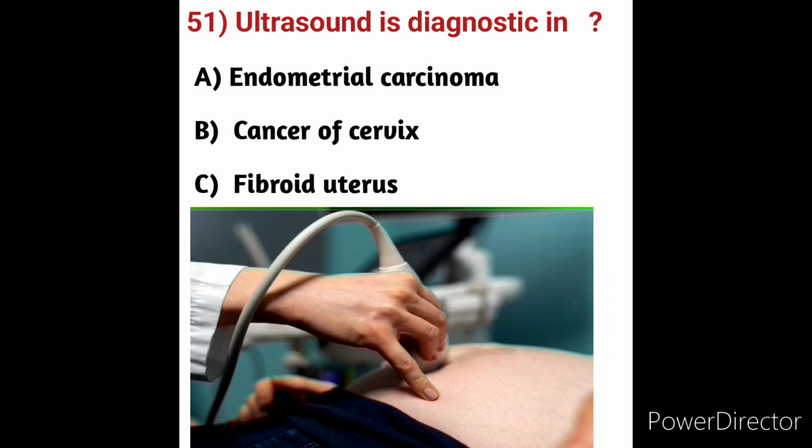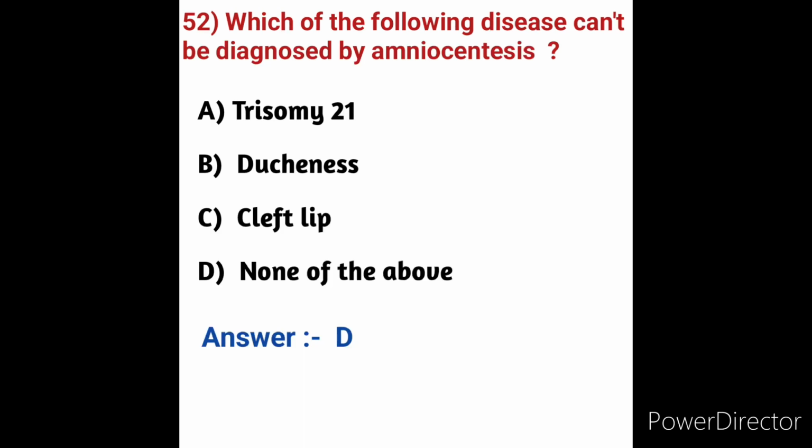Let's move on to question number 52. Which of the following diseases cannot be diagnosed by amniocentesis? From the following options, one is not diagnosed through amniocentesis. We will see the options here. Option A, trisomy 21. Option B, Duchenne's. Option C, cleft lip. And option D, none of the above.